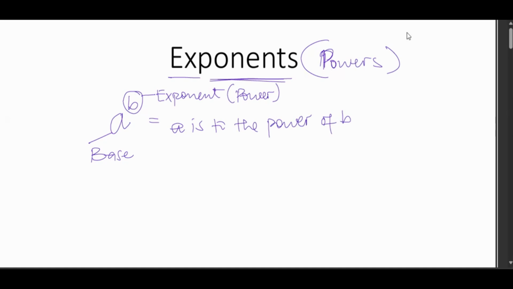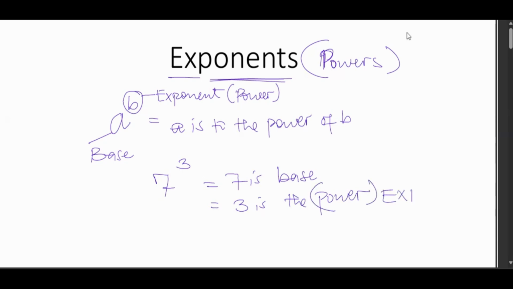All right, let's take another example. What about if it was 7 to the power 3? Here in this case, 7 is the base, and the 3 is the power. You might call it the power, or you might call it the exponent. This is the introduction, or what you have to know.